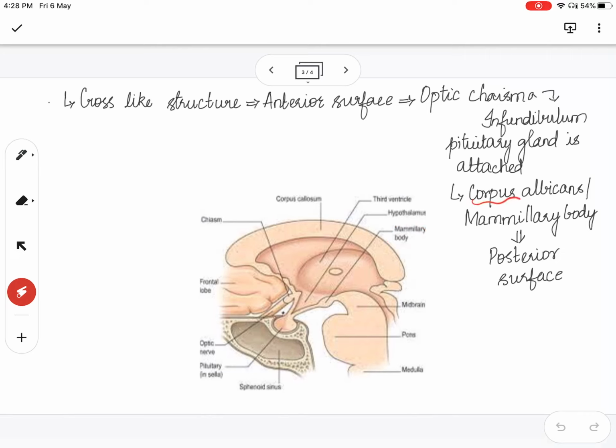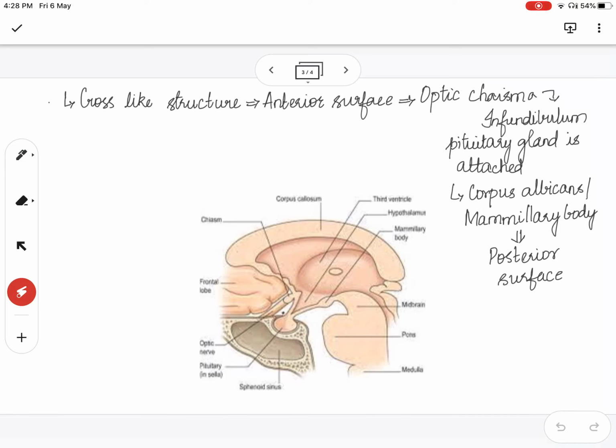This is also called corpus albicans. Do not confuse this corpus albicans with the white body that we are going to study in human reproduction. That is different. Okay, so corpus albicans or mammillary body is present on the posterior surface. It is considered to be a mammalian character.